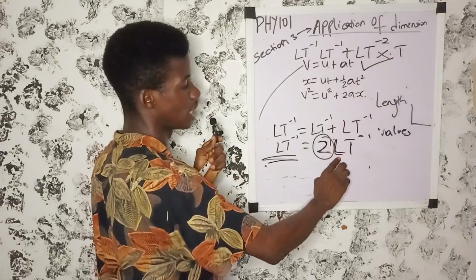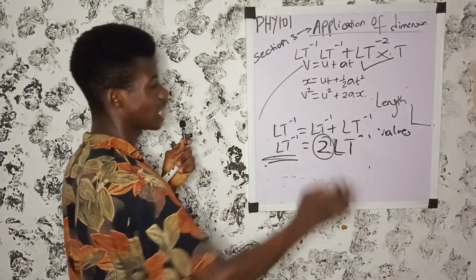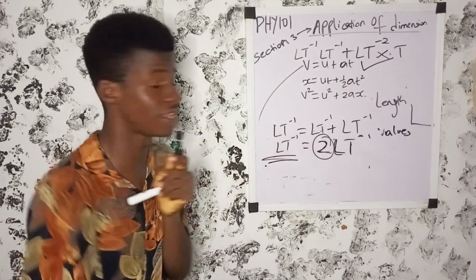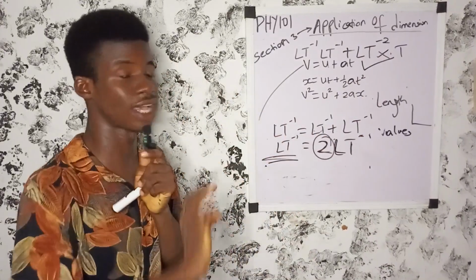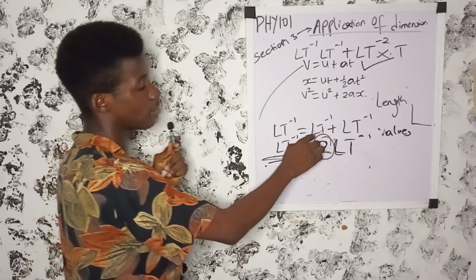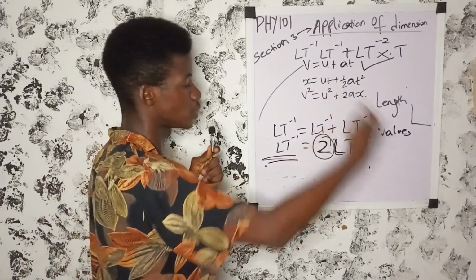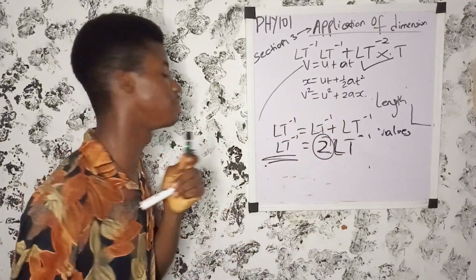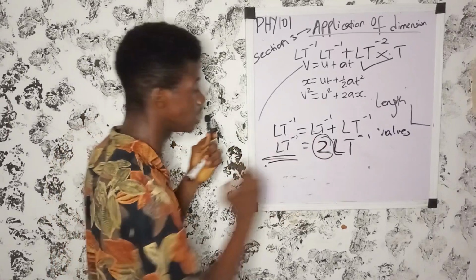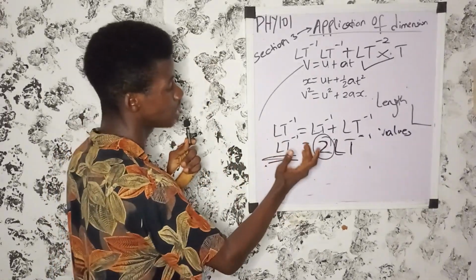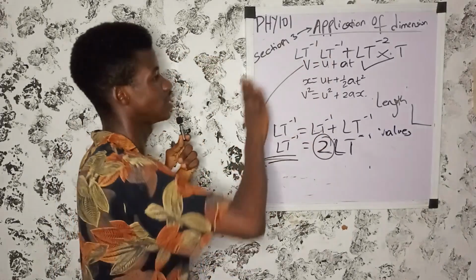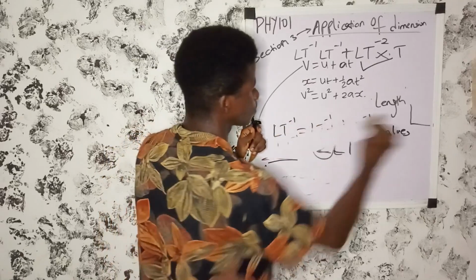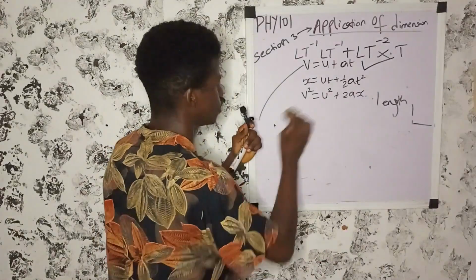Total dimension in this place is L raised to minus 1. I told you that we usually neglect values that do not have dimension, even symbols that do not have dimension. Adding L raised to minus 1 with another L raised to minus 1 gives you 2L raised to minus 1. And remember, 2 does not have dimension. So in the end, we find out that the total dimension in this place is the same as the dimension in this place. Now let's check whether this other equation is dimensionally correct or not.